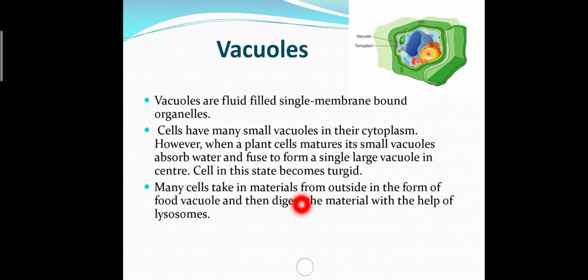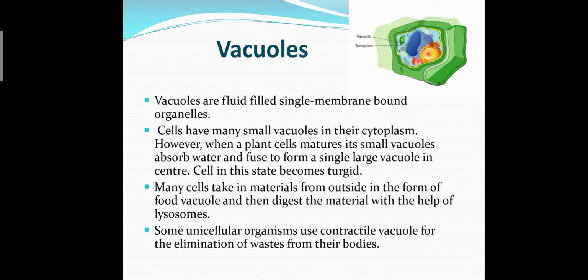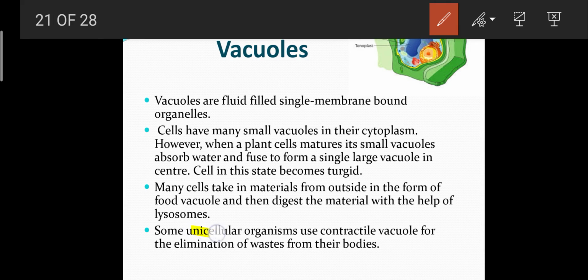Many cells take in materials from outside in the form of food vacuoles and then digest the material with the help of lysosomes. Some unicellular organisms use contractile vacuoles for the elimination of waste from their bodies.